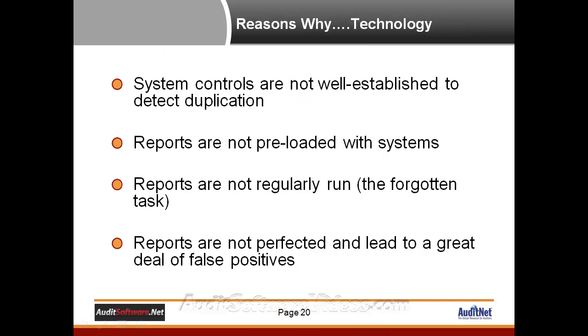So from a technology point of view, why do these things happen? System controls aren't usually the best in duplicate payment detection, duplicate vendor detection, even in just matching purchase order pricing within the system itself. A lot of these reports are not preloaded with the actual system when it's purchased. It's something you have to add on and do later, and it ends up becoming very costly, so a lot of companies don't do it.